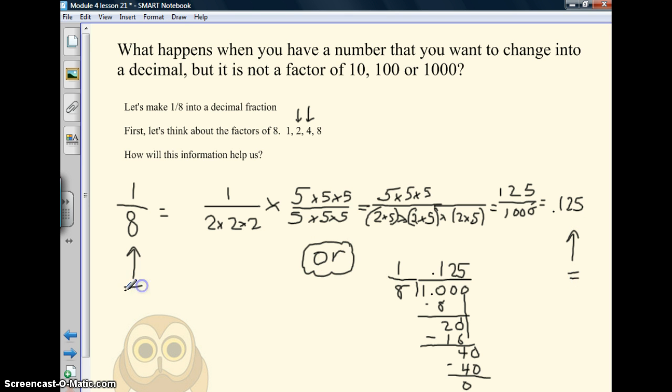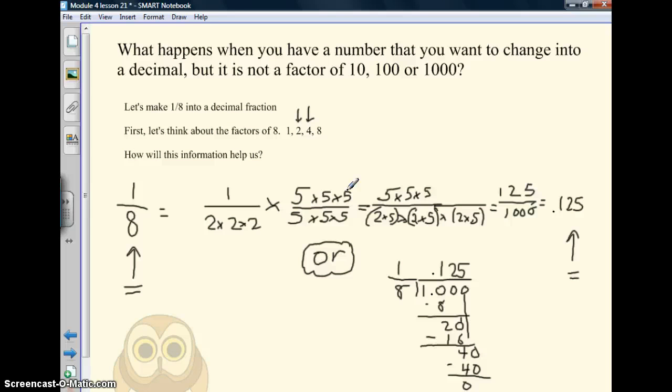125 thousandths is equal to 1/8. I'm going to say this very slowly, okay? So my 1/8 I could break down into 1 over 2 times 2 times 2, because that equals 8. And then I'm going to multiply it by something that's equivalent to 1, although it looks kind of strange. But 5 times 5 times 5 is 25 times 5, which is 125. Correct? Are you with me?